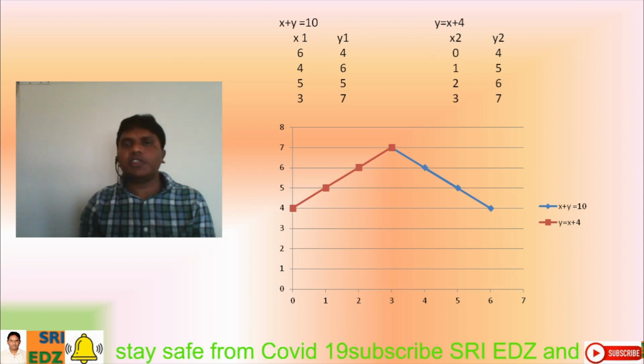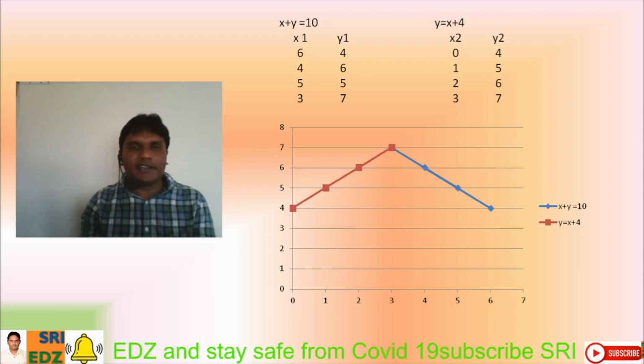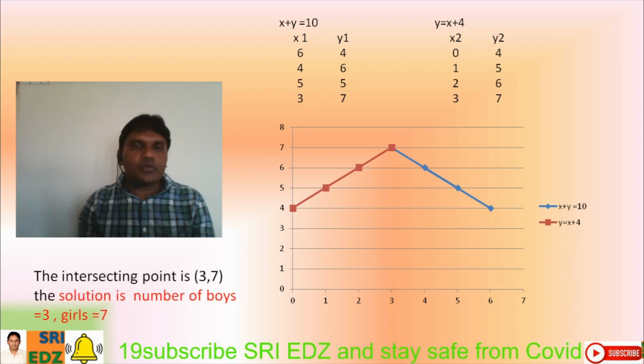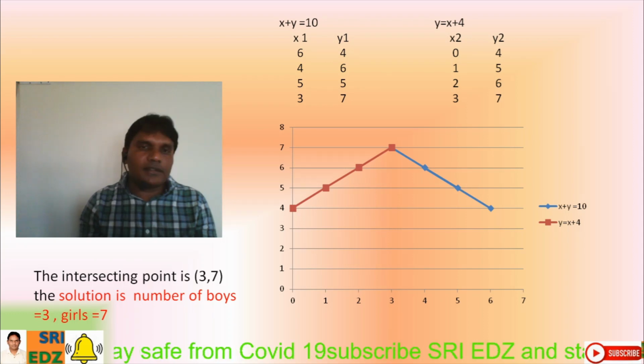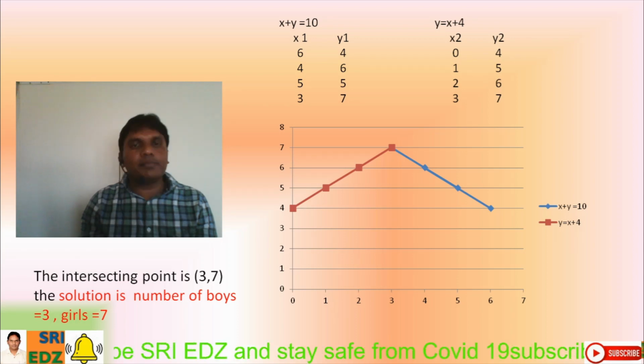Those lines are intersecting at one point. That point is the solution for the given problem. The intersecting point of both the equations is (3, 7). So the solution is: the number of boys is equal to 3, the number of girls is equal to 7. As per the problem, the number of girls is 4 more than the number of boys. So we got 3 as the number of boys, and girls 3 plus 4 is equal to 7. So that is the first question and solution.